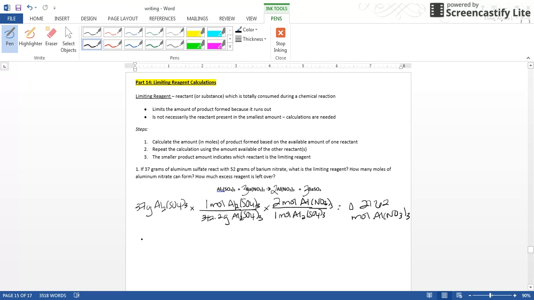Now we need to do the exact same thing for the other reactant given. We're given 52 grams of barium nitrate. Same thing, the molar mass is going to go down here. If you add that up, you should get around 261.33 grams.